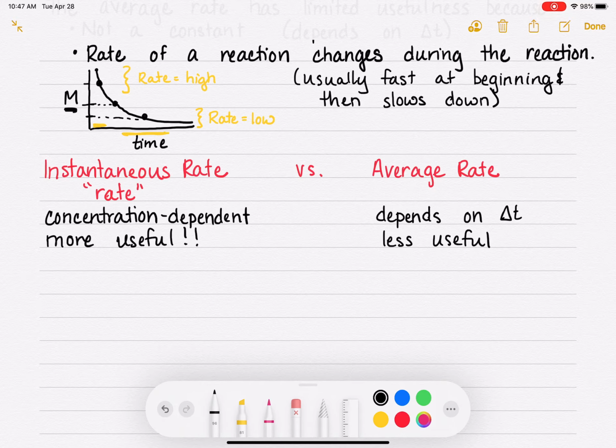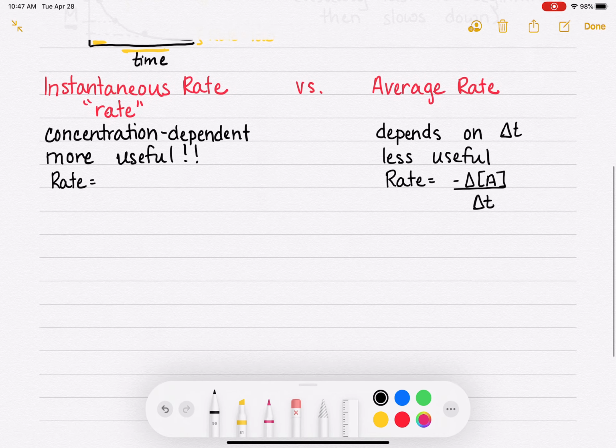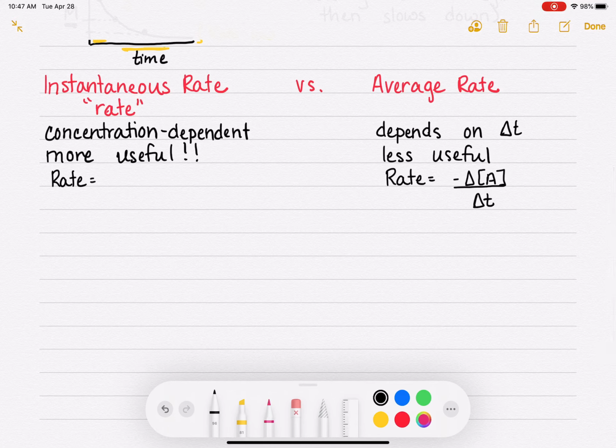The average rate is the one that we calculate using, for example, a reactant, so negative delta A over delta t. That's our average rate. For the instantaneous rate, it is calculated a little bit differently. And so we're going to kind of derive it first and then we'll fill it in.